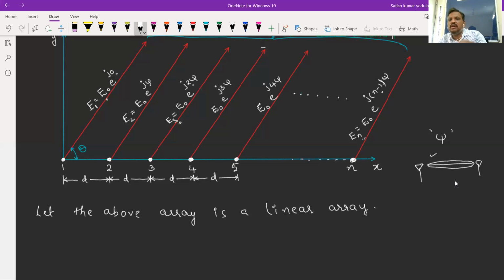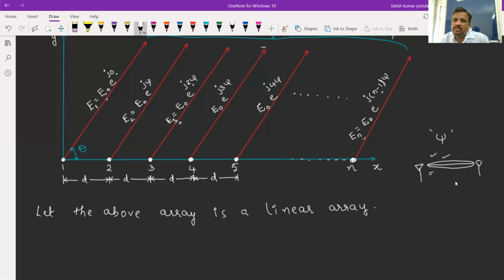Okay, so in that particular case, this cannot be achieved by using a single antenna or two antennas. We have to go for n number of elements. That means we have to go for an n element array. Then only will we get this kind of sharp radiation pattern.